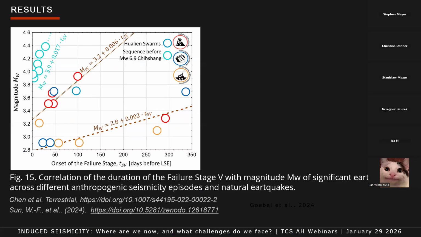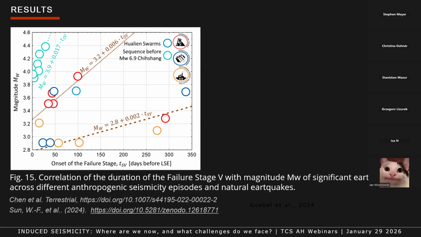Here is the summary once again, the final picture. And we also tried to make some exercises to link the time of the onset of the fourth and fifth stage of damage with magnitude. And we found some relations which link time and magnitude.